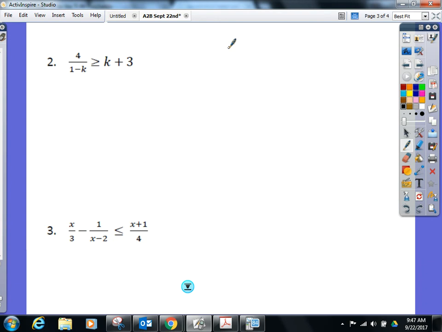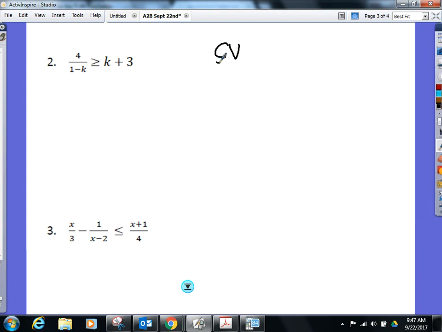Here we go, critical values first, critical values. What's going to make this fraction undefined? There's only one fraction up there, so what could I plug in for k in that fraction that will make it equal to 0? What number can I plug in? -1 or 1? 1, yes. So one critical value on my number line is going to be 1. That's what makes that fraction undefined. Now solve it. Solve for k. That will tell me my other critical value.